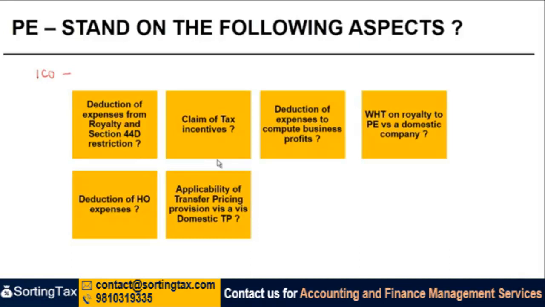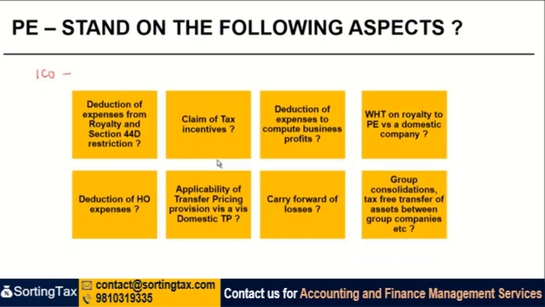Applicability of transfer pricing provisions vis-a-vis domestic TP. Now, international transfer pricing applies to a small amount also. Domestic TP in India allows application only when the amount is above 20 crore, right? But that will not amount to discrimination. Carry forward of losses should be allowed to both of them. Group consolidations, tax-free transfer of asset between group companies. If this is something which is allowed to the local companies but not to a PE, even that will not be construed as discrimination.